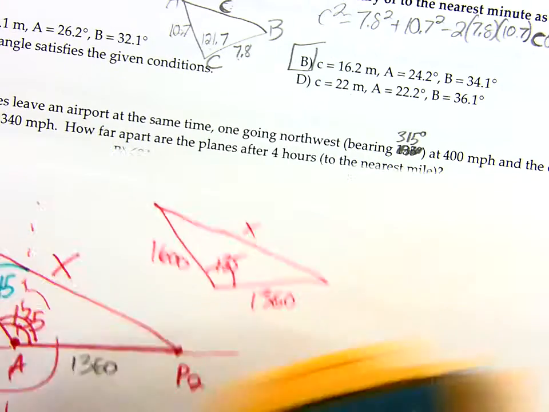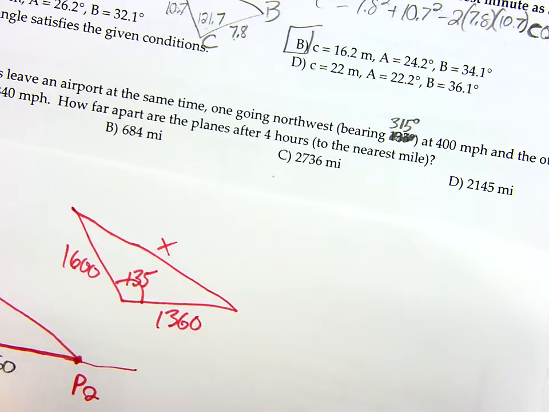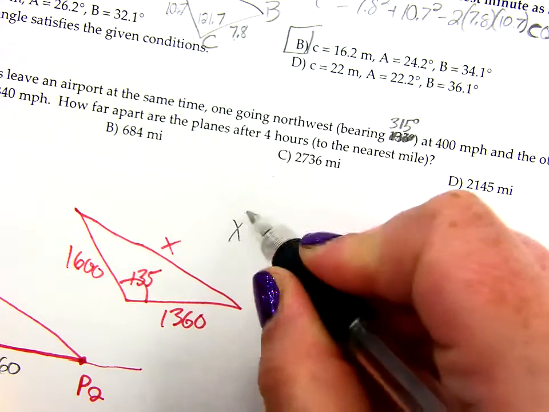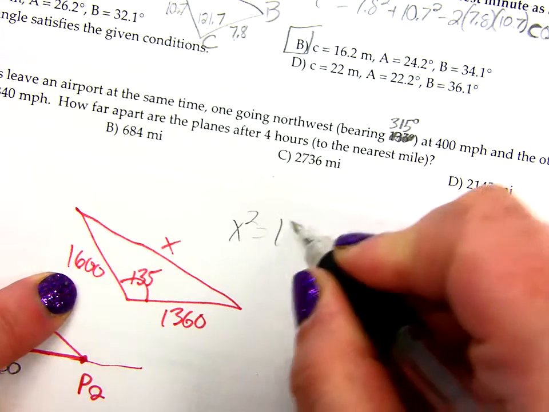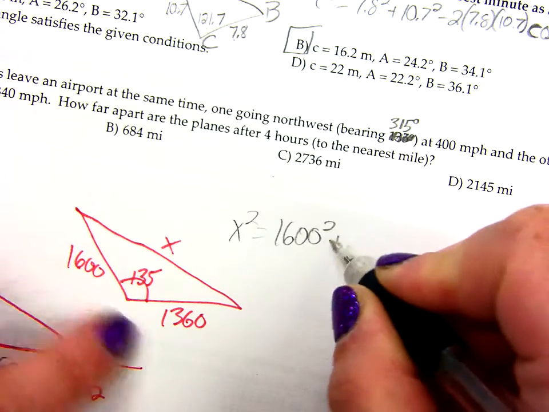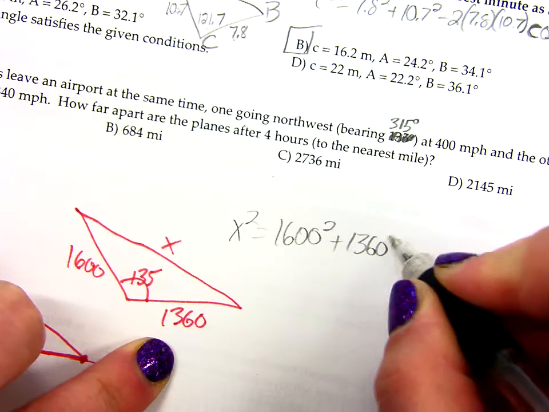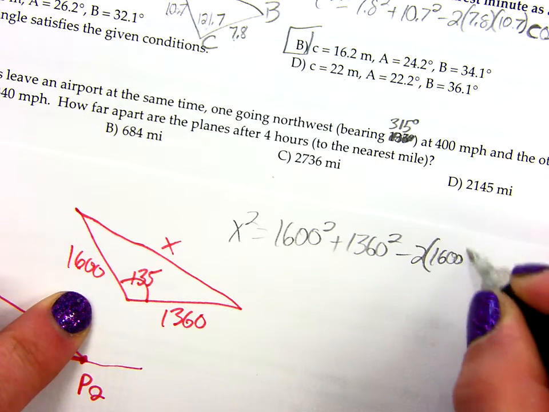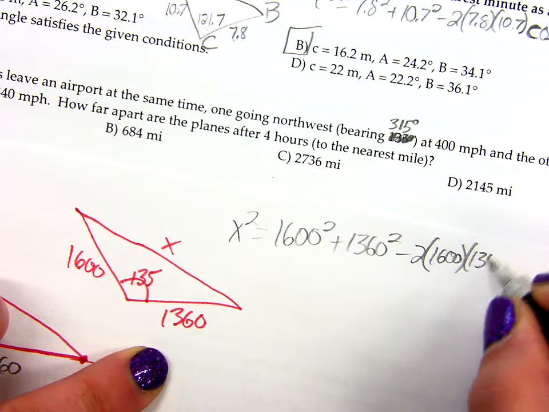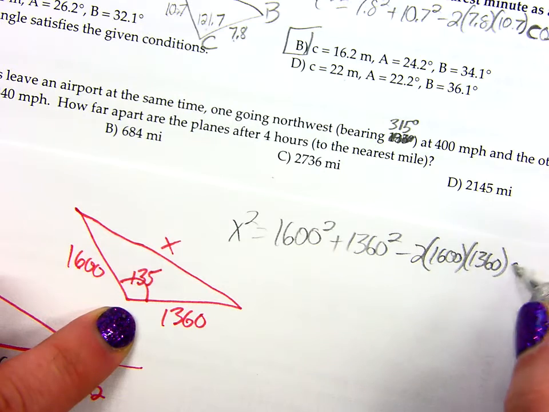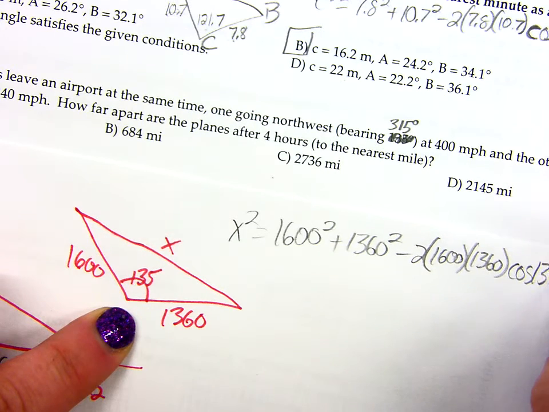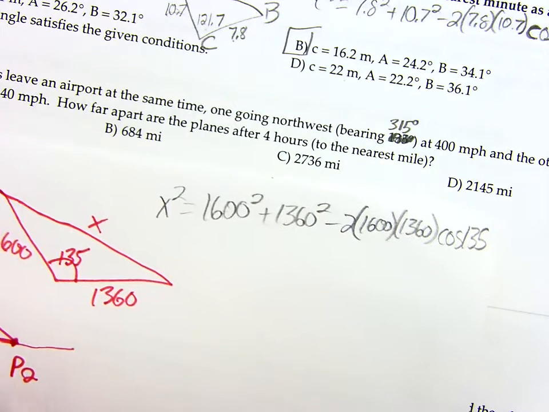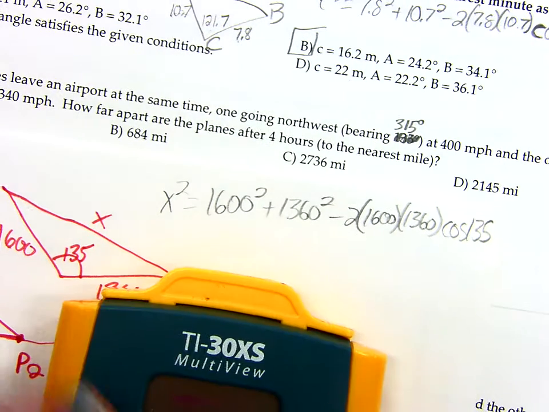But I do. So remember what we're doing. It's just law of cosines. So x squared will equal 1600 squared plus 1360 squared minus 2 times 1600 times 1360 times the cosine of 135. You type in all that math correctly and you will get a correct answer.